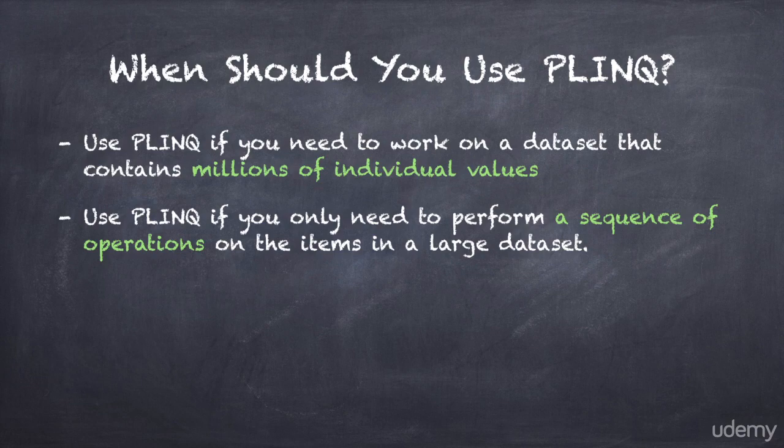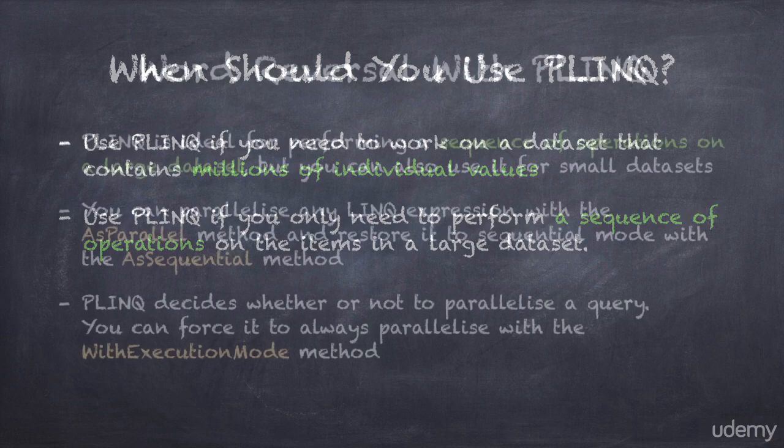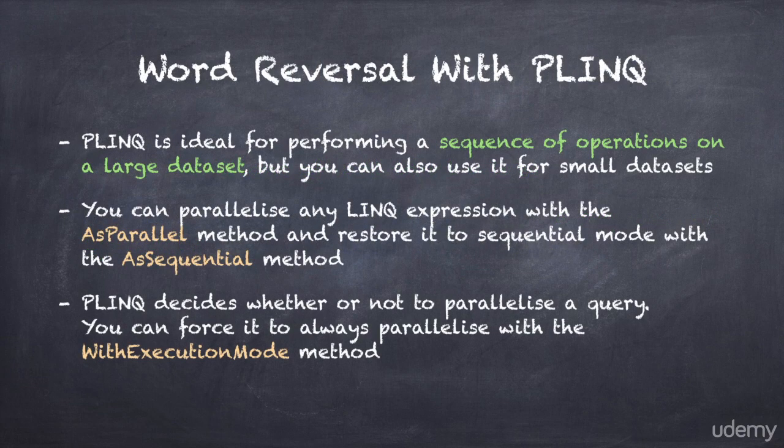And so you should only use parallel link if you just need to perform a sequence of operations on items in a large dataset. For anything more complicated than that, you should fall back to the task parallel library. We saw that parallel link is ideal for performing a sequence of operations on a large dataset. But you can also use it for small datasets.